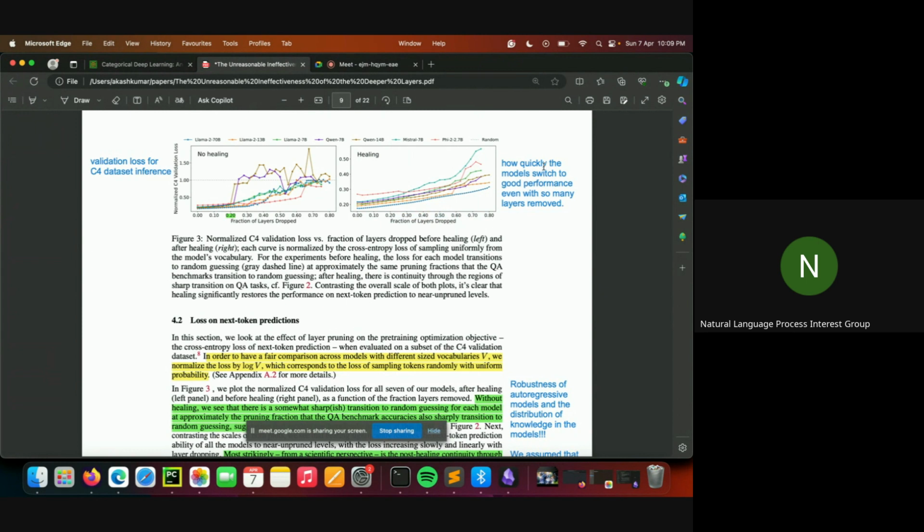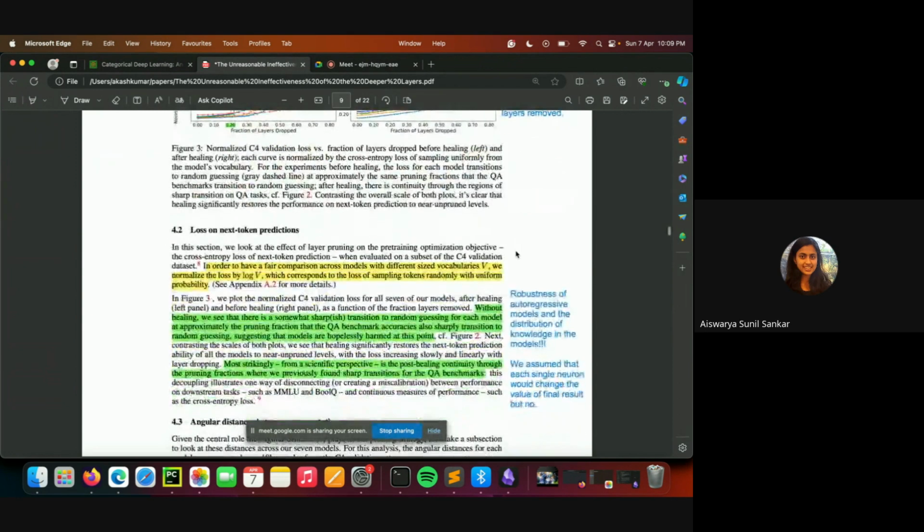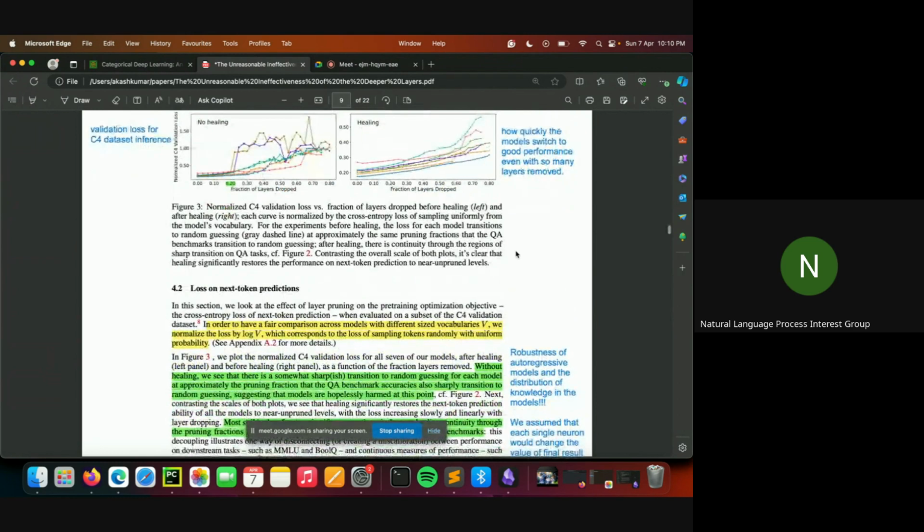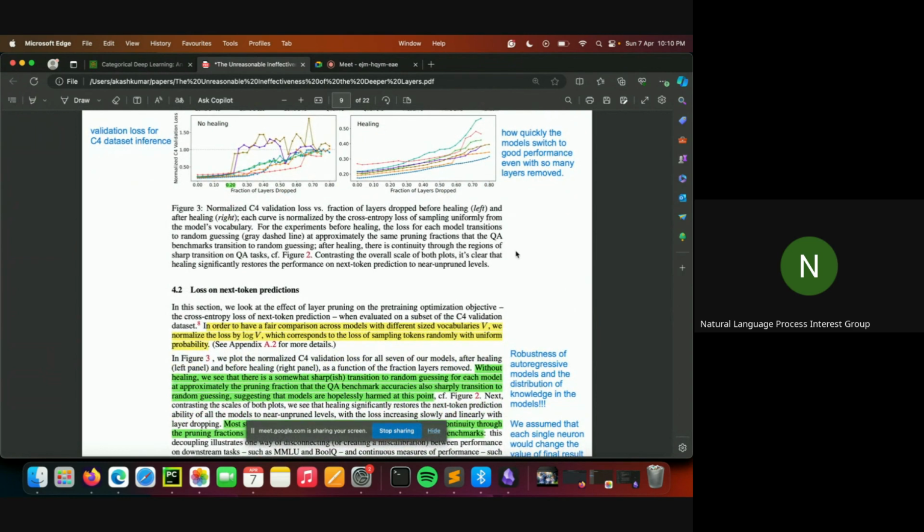So it just shows how quickly the models can recover good performance even after removing so many layers. So healing, you said, is fine-tuning one more time after the layers have been dropped? Yes, healing is fine-tuning. They have not mentioned how much, but it won't be like you have to train for one entire epoch on the entire C4 dataset again.